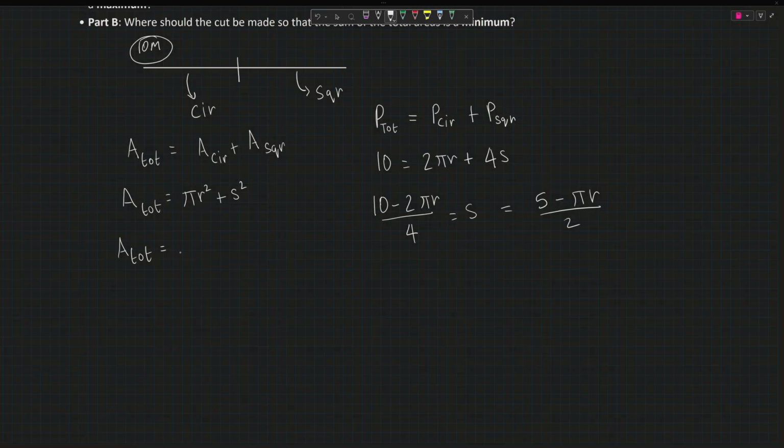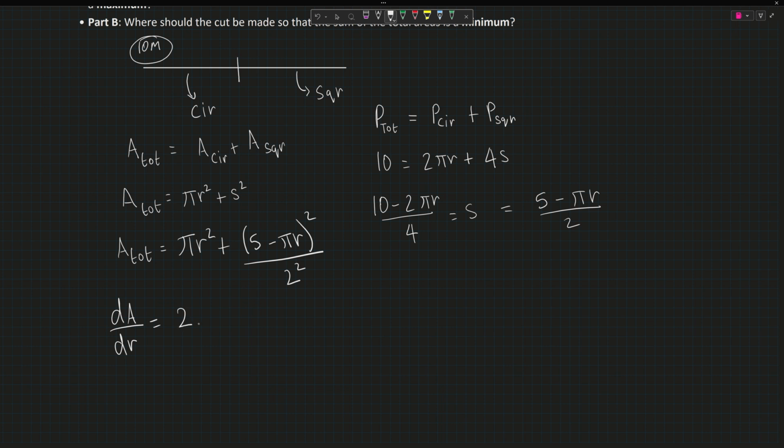Alright, let's substitute in. So we're going to do pi r squared plus s squared, right? So I'm going to do 5 minus pi r, squared, over 2 squared. Alright, now we could take the derivative with respect to r.